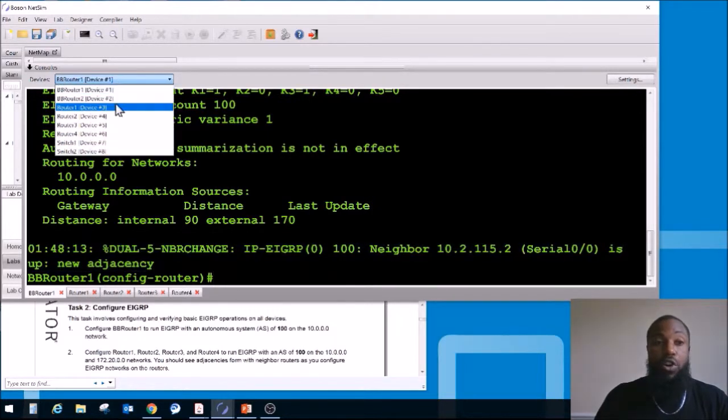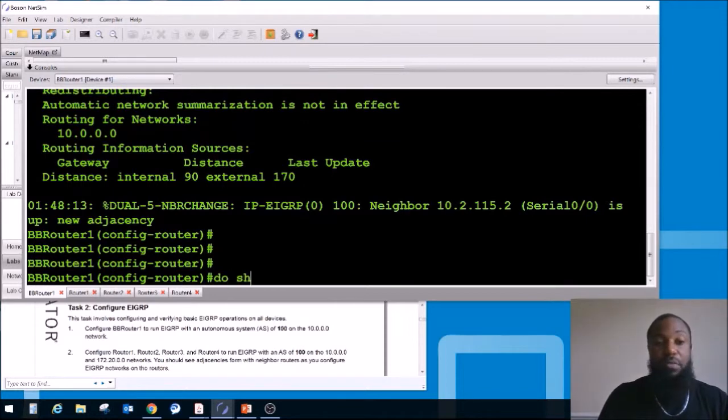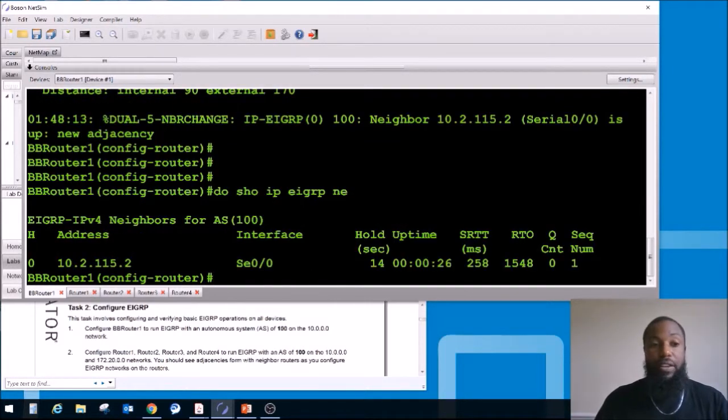Let's do a show command real quick so we can see. I should have done this before. Show ip eigrp neighbors, and there it is. That's our neighbor, out of the Serial 0/0 interface. The hold time is 14 seconds, and we've been up for 26 seconds. If you want, you can rewind and see it's been up for 26 seconds. This is, I believe, the smooth round trip time, or short round trip time. I can't remember what that is.